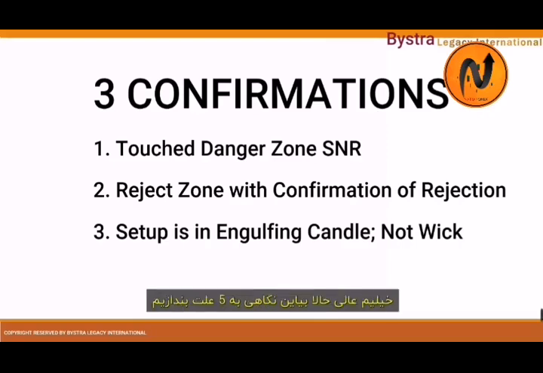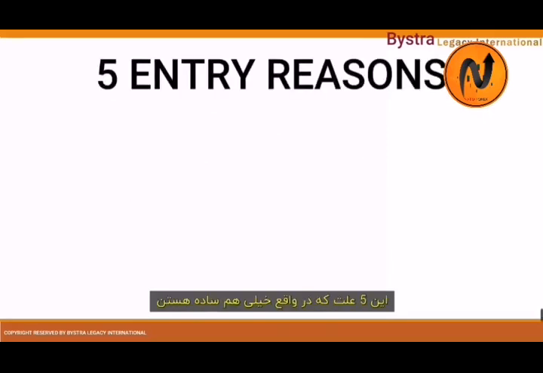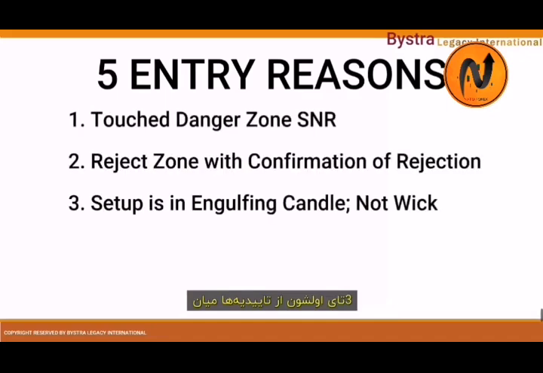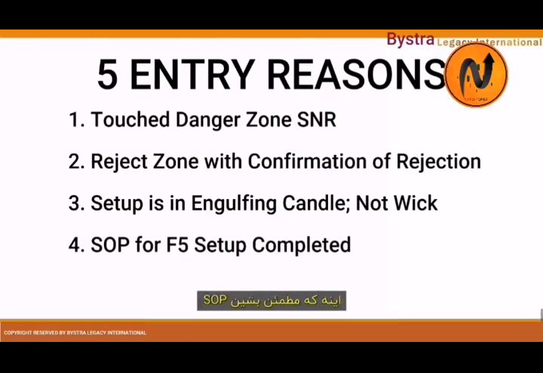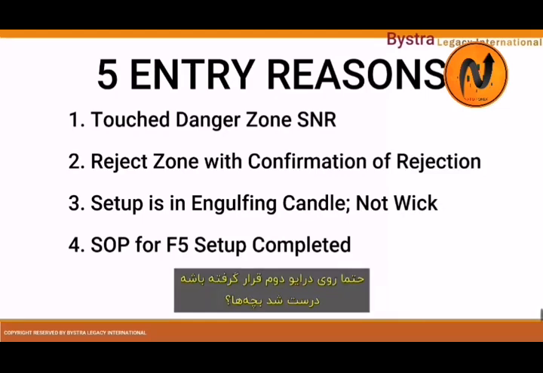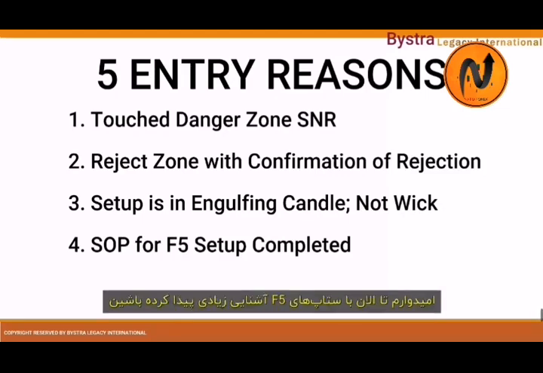Alright, very good. Now let's have a look at the 5 reasons. The 5 reasons are actually very simple as well. So it will go as the first, second, third from the confirmation. Now the 4th thing that you need to take note of is to make sure the SOP for the F5 setup is completed. So let's say you have a QM continuation setup, make sure that the head of the QM has to be on a second drive, etc. Alright guys, hopefully you are very familiar with the F5 setup by now.